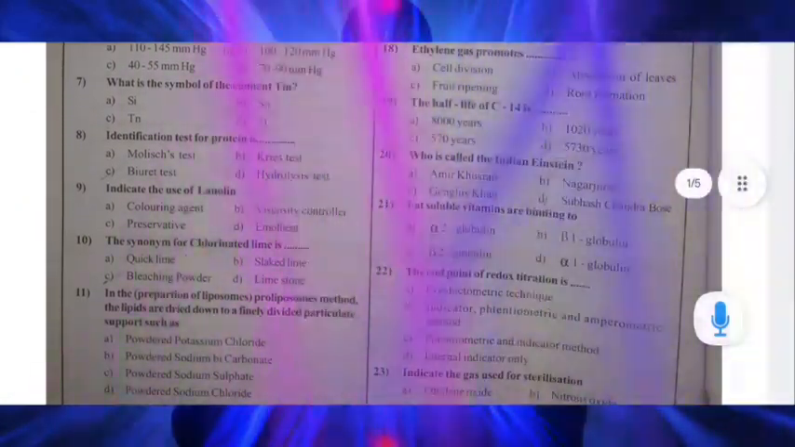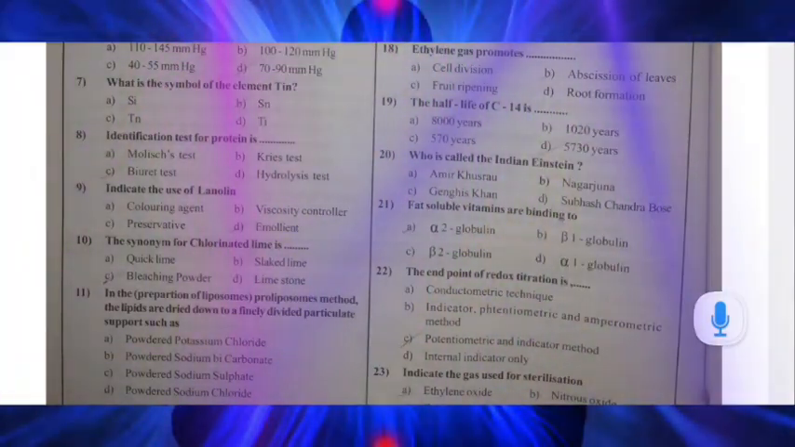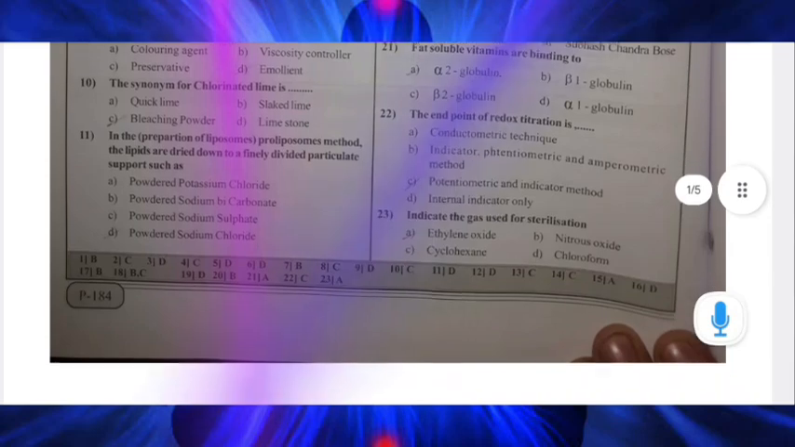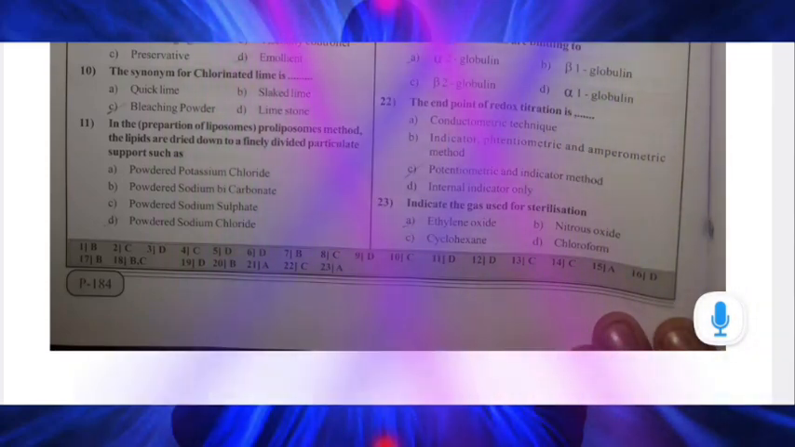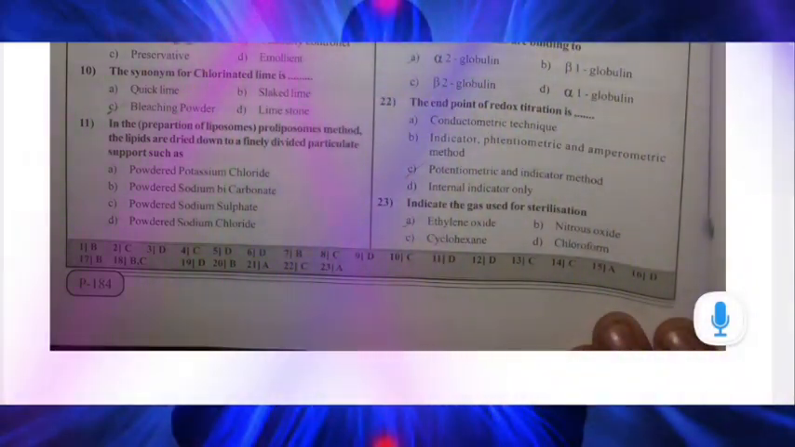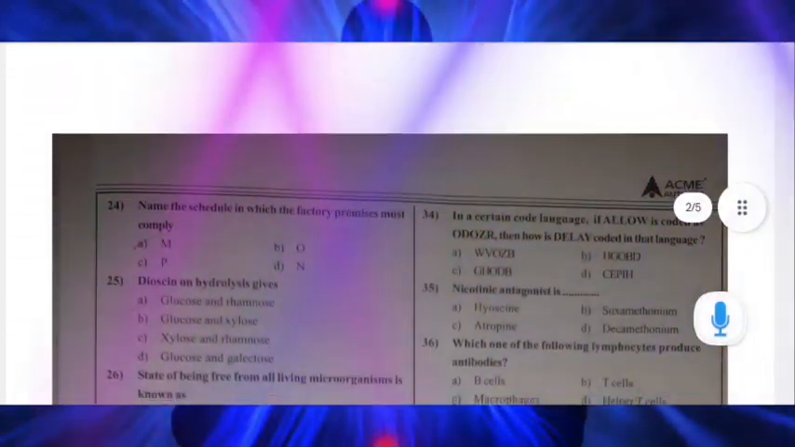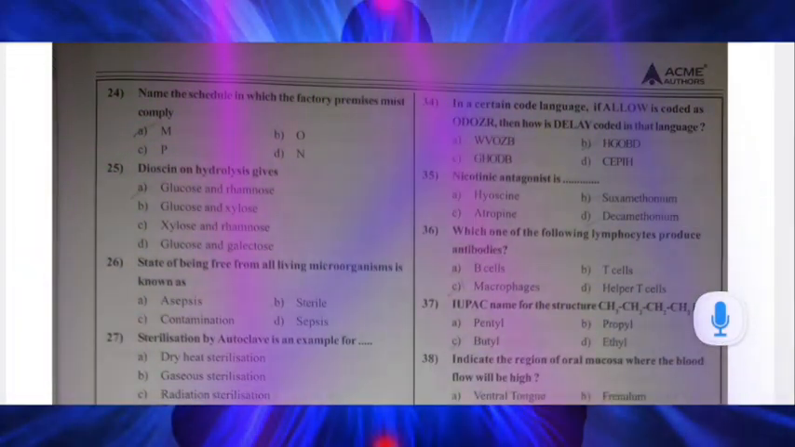The half-life of carbon-14 is 5730 years. Who is called the Indian Einstein? Nagarjuna. Fat-soluble vitamins are bound to alpha-2 globulin. The endpoint of redox titration is detected by potentiometric and indicator methods. Indicate the gas used for sterilization. Ethylene oxide.